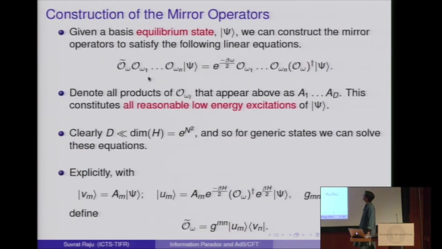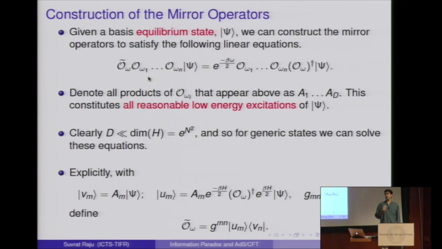And given the equation that I showed you in the previous slide, that gives you a particular prescription for how these mirror operators need to act not only on this basis microstate that you started with, but also on this basis microstate excited with all these possible reasonable experiments that you can do. And this gives rise to some set of linear equations, and the key point is that the number of reasonable experiments that you can do is actually much smaller than the dimension of the Hilbert space.